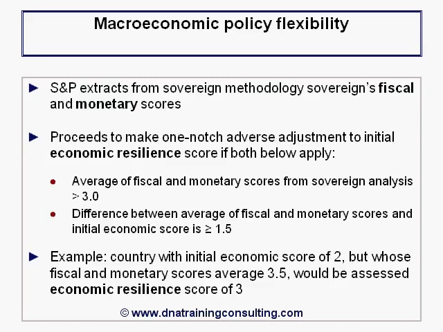For example, a country with an initial economic score of 2, but whose fiscal and monetary scores average 3.5, would be assessed an economic resilience score of 3, which is worse by one category as required by the immediately preceding rule.